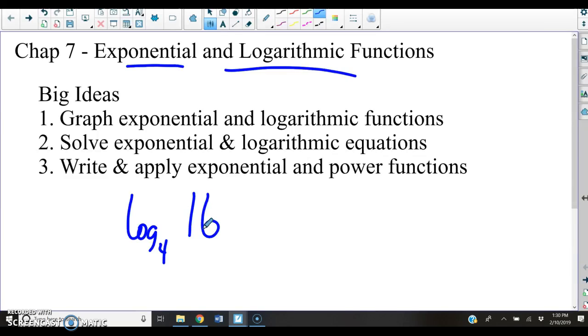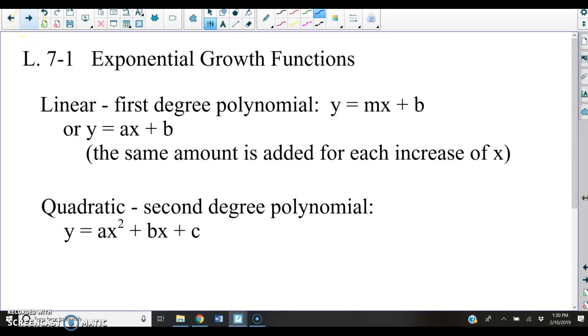Okay? So we're going to start by graphing them, of course. We like to see the picture. And then we're going to solve the equations, and then we will apply those functions. We're going to talk about exponential growth functions.